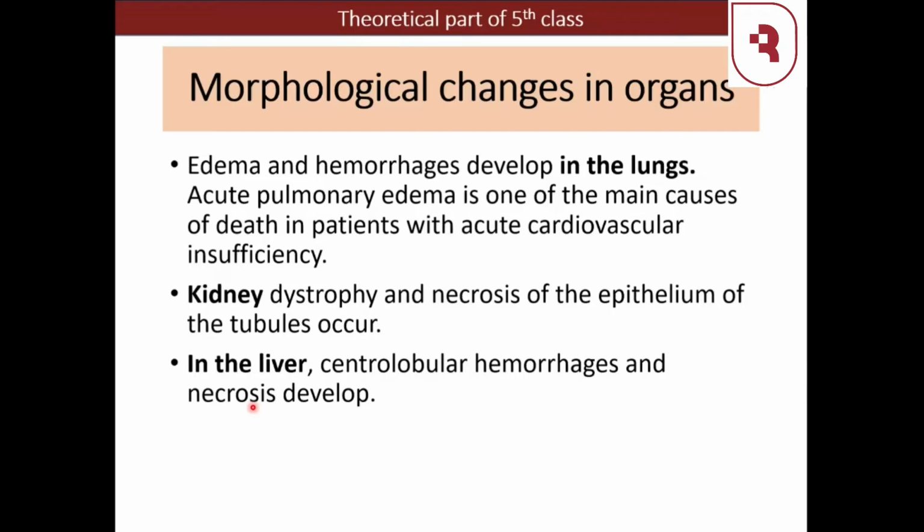Kidney dystrophy and necrosis of the epithelium of the convoluted tubules may also be marked as a result of this. So we will see necrosis of the tubules, and the etiological factor will be hypoxia again. In the liver, we will see central lobular hemorrhages and necrosis of the hepatocytes.